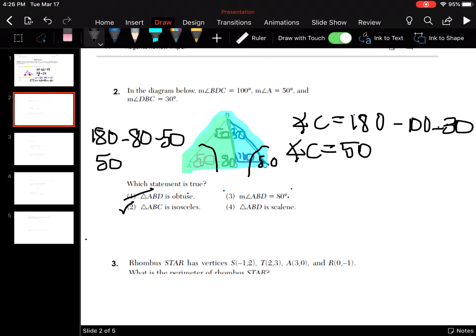So from A to B to D was 80, which is not true. ABD was 50, so that's wrong. And then ABD is scalene. From A to B to D is scalene. That's also not true because these two are 50, which would mean that this side is equal to this side, so it would be isosceles, so that is also wrong, which means the answer is choice 2.